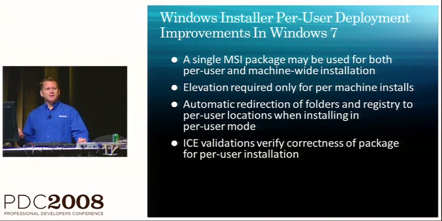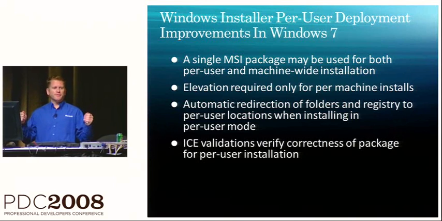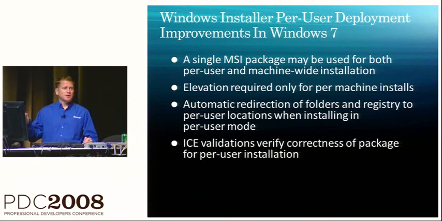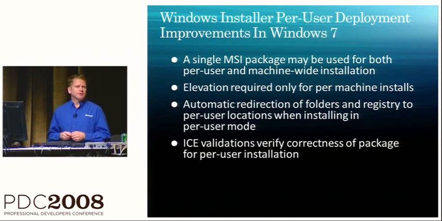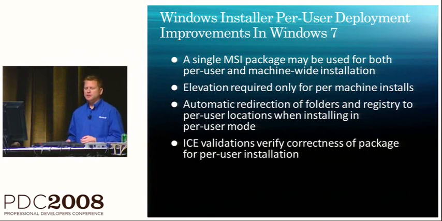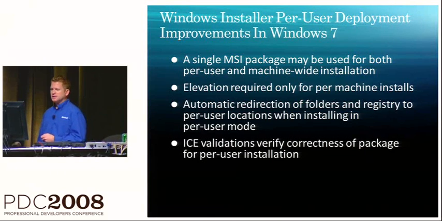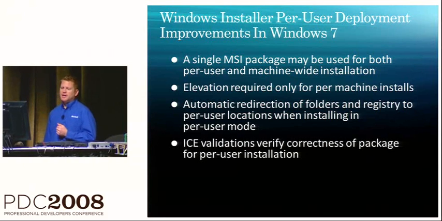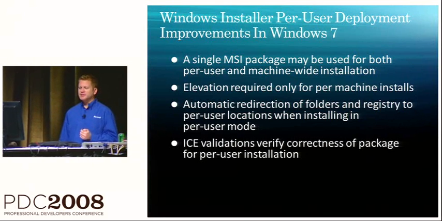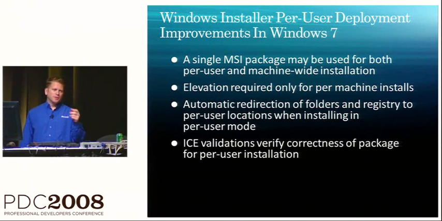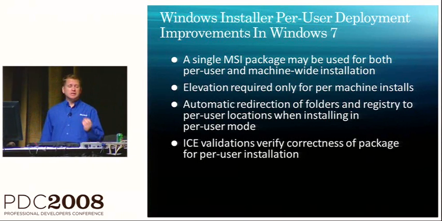But realistically, behind the scenes, when you say target program files folder, if it's installing in per user mode, we'll redirect it to the per user program files folder. The registry keys will redirect to the appropriate location, et cetera. So you don't have to do a lot of work in your package to work with this functionality. And finally, we're providing a set of ICE validations to verify the correctness of your package for per user installation. Make sure that you have things marked correctly, and that you're not using machine-wide locations that aren't automatically redirected, things like that.